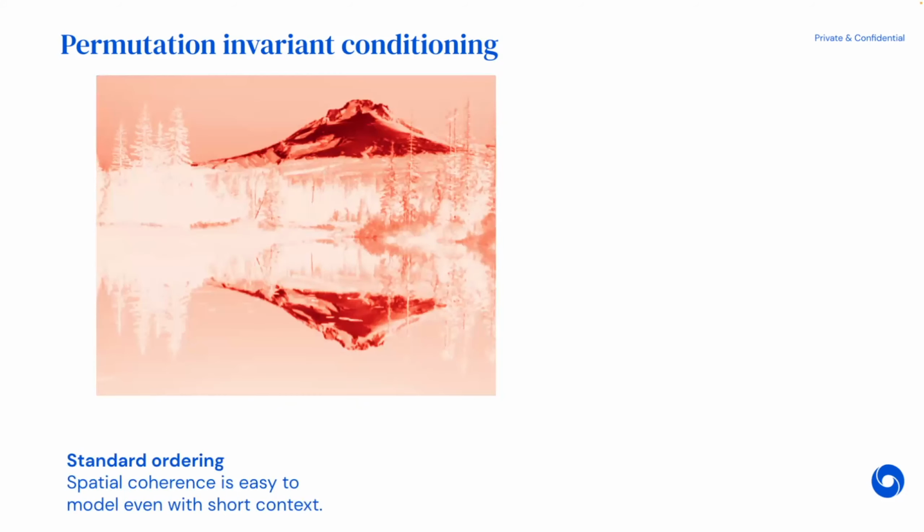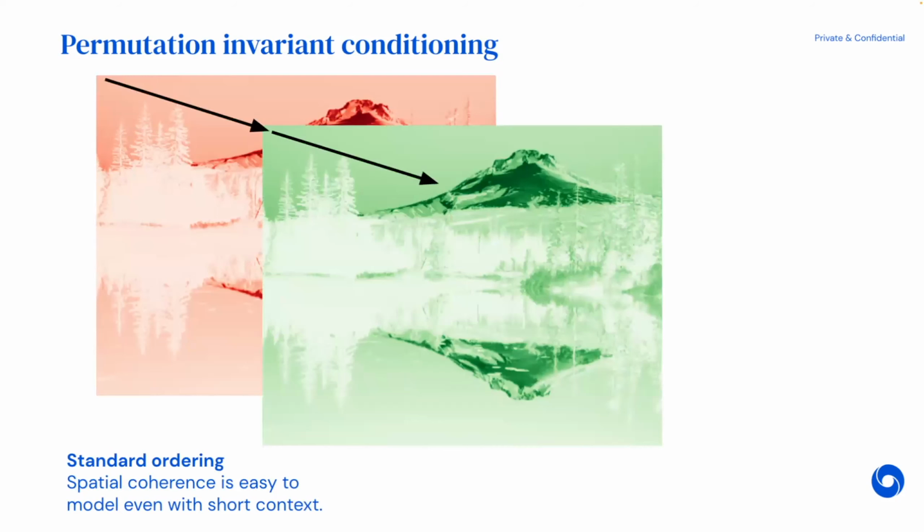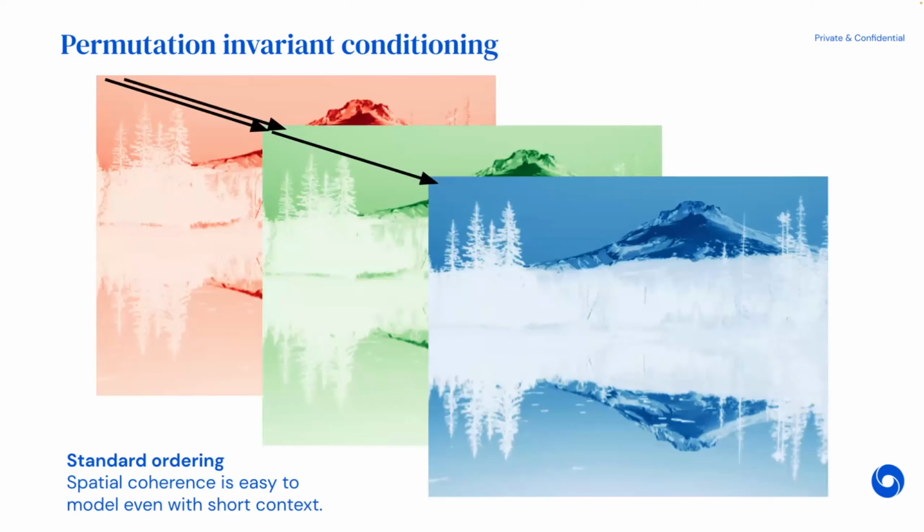So in standard autoregressive modeling of images, we order things like this. Basically, we generate all of the color channels at a given position, and then we generate subsequent pixels in a raster scan order. This gives us a valid decomposition of the images, and the nice structure of this is that when we're looking at an individual pixel, we see the other color channels at that pixel we've already predicted, which gives us some spatial coherence, even if we have a relatively short context.